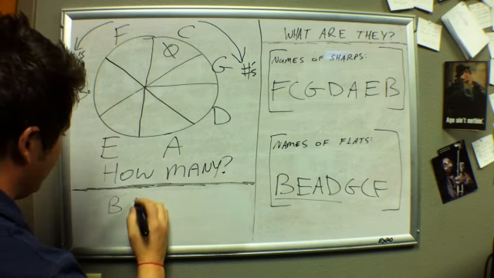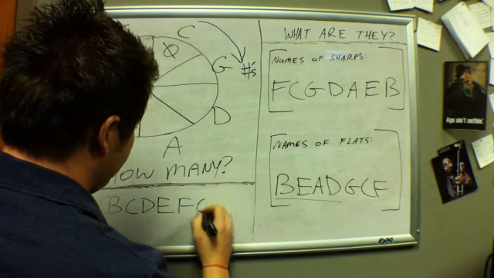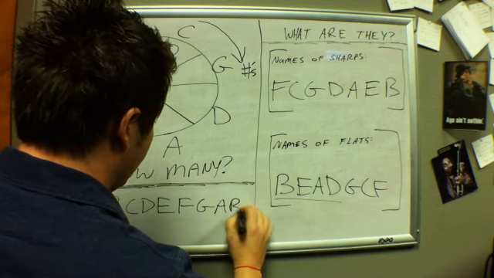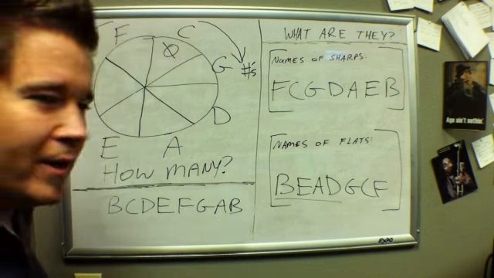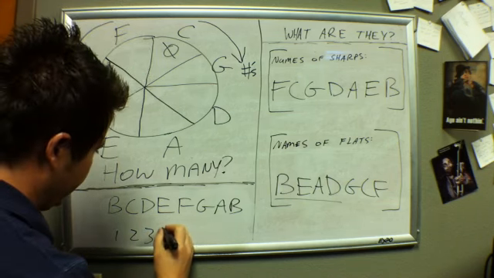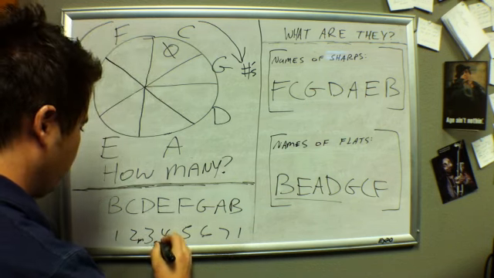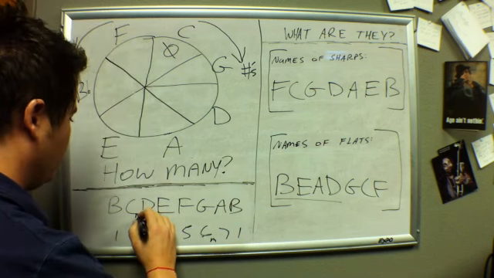Okay? B, C, D, E, F, G, A, B. That's all I did. Write the alphabet. Any of us can do that. And I write the numbers. 1, 2, 3, 4, 5, 6, 7, 1. 2, 3, 6 are minor.